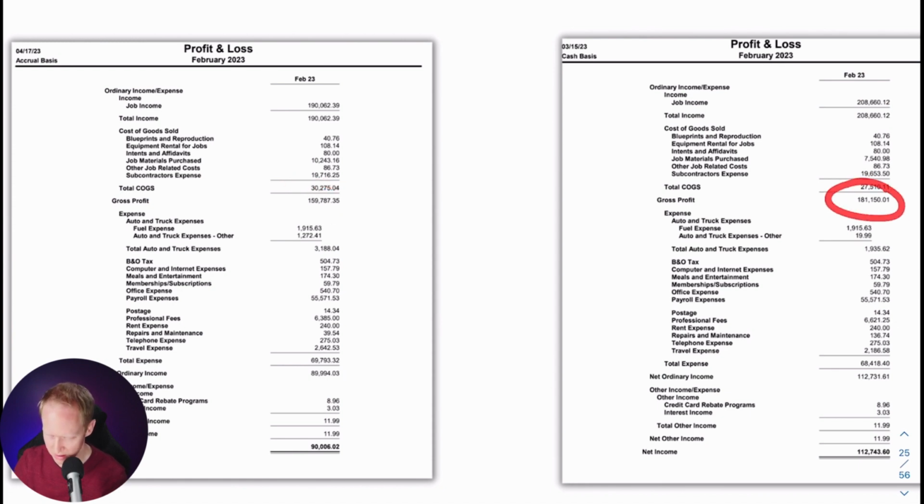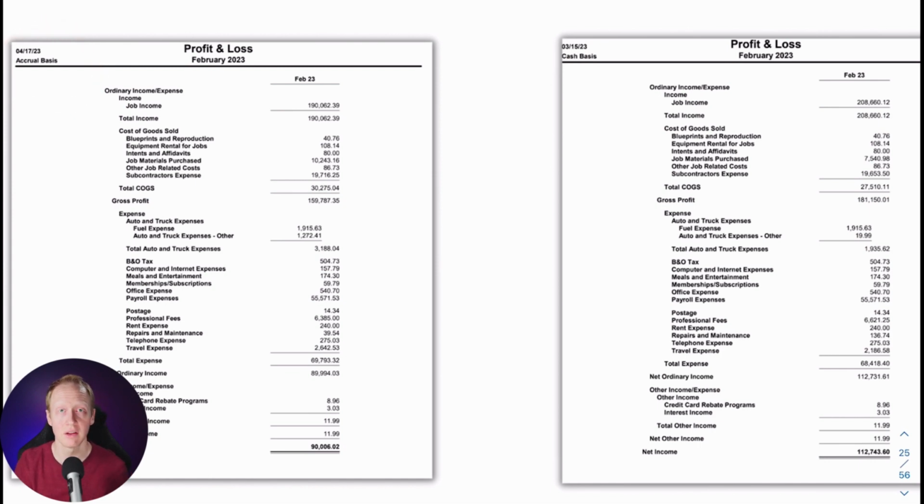Over here, $181,000. And down here at the bottom, $90,000 of sort of net or total, and $112,000. What's the difference? Oh my goodness, how is this happening? Well, if we look up here, here's the answer. This is a cash basis, and this is accrual basis.